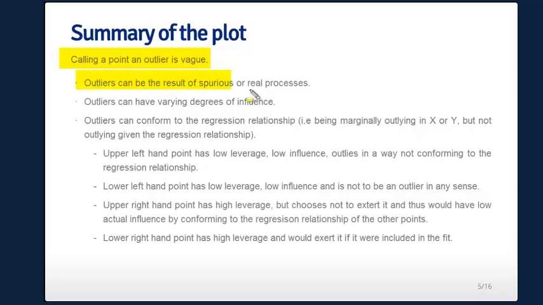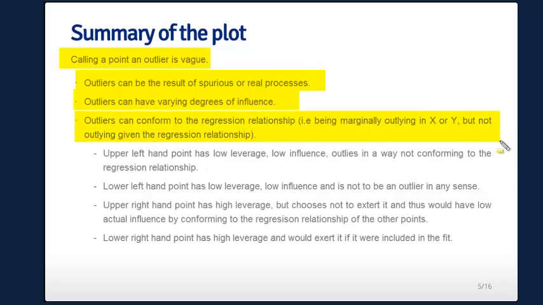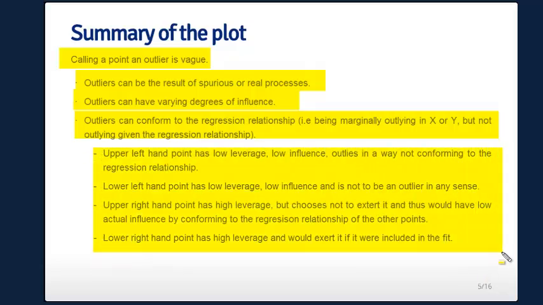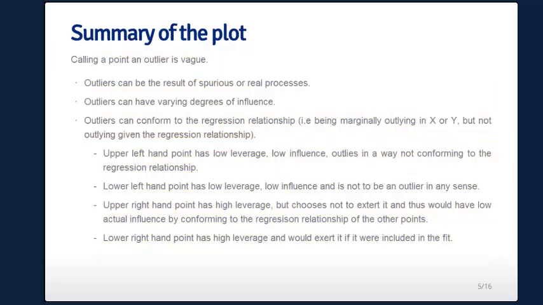So outliers can be the result of spurious or real processes. Obviously, if you have an outlier that's just a data entry error, that is a different thing than an outlier that just happens to have a large x value where the model doesn't adhere well out at large x values. Outliers can have varying degrees of influence. They can conform to the regression relationship, i.e. being marginally outlying in x or y, but not outlying given the regression relationship. And then I just go through all those 4 points that we already went through right here, and you can read that yourself.